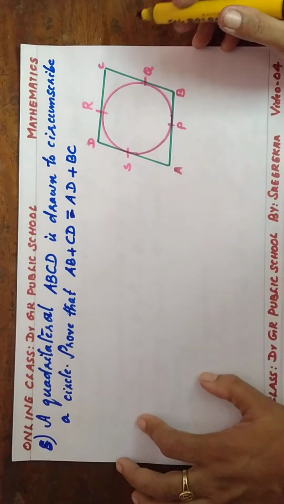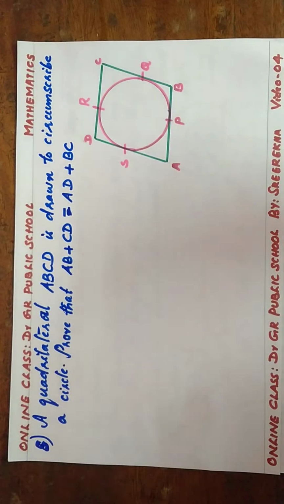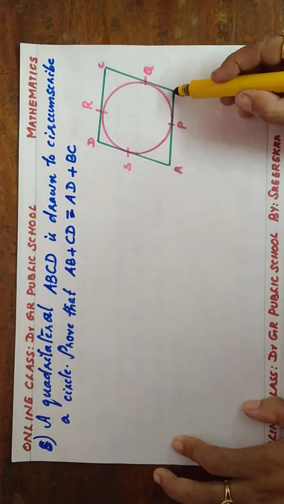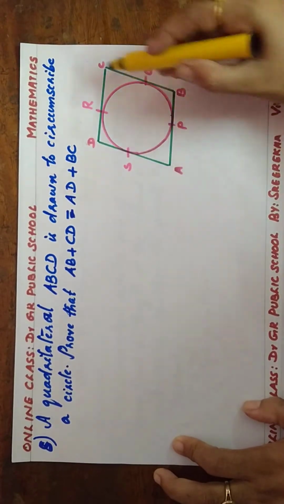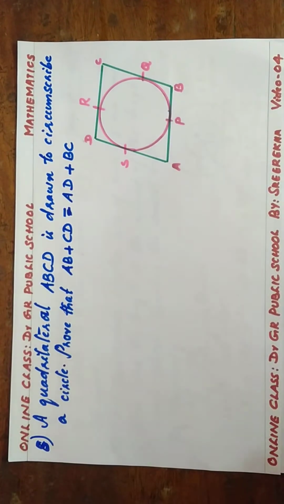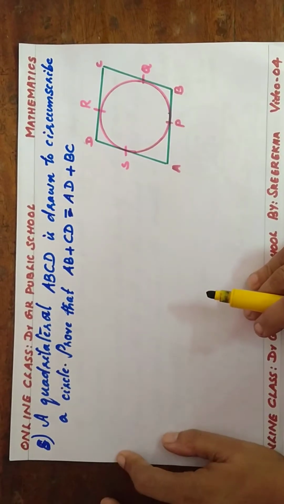So whenever you are asked to draw a circumscribing circle, draw the quadrilateral at first and then the circle needs to come inside. What you need to prove? AB plus CD, that is the opposite sides of the quadrilateral, must be equal to AD plus BC. So the question can be asked like that also. You need to prove that if a quadrilateral circumscribes a circle, the sum of the opposite sides must be equal in length. Okay. Now, all of you listen here.